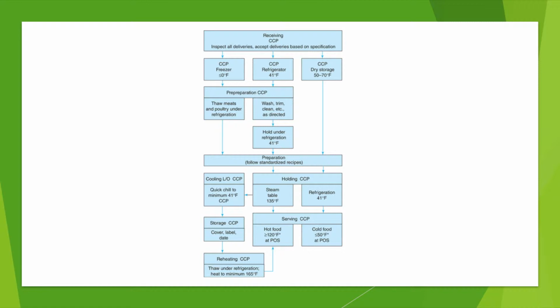Now, we saw this before. This is how our food moves through the food flow from receiving all the way down to reheating, serving, or wherever the last end step is. And we see here, for the purposes of a HACCP plan, we've gone in and added our temperatures to be more specific. We've also included some steps where there might be a critical control point: inspect all deliveries, accept deliveries based on specification. There may be specifications in another document for each particular item that comes in.